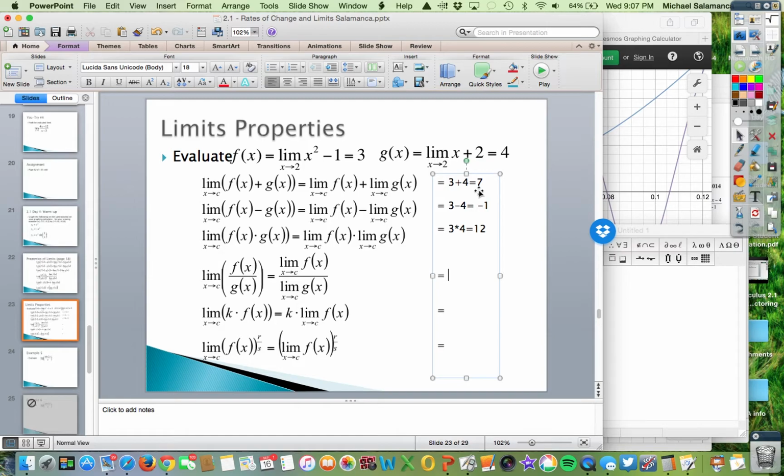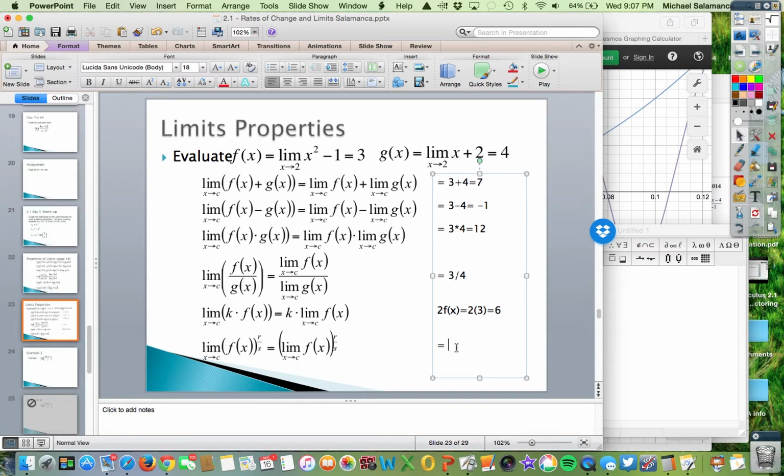Next row, we have the limit of f of x is 3 divided by the limit of g of x. So that's our limit there. Now if we take 2 times f of x, we're really just saying 2 times the limit of f of x, which is 3, and that would be equal to 6.